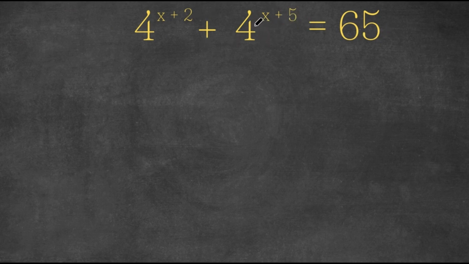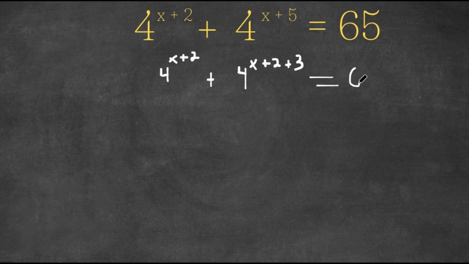So what I'm first going to do is I'm going to rewrite 4 to the power of x plus 5 as 4 to the power of x plus 2 plus 3. And we are still adding this with 4 to the power of x plus 2. And this is equal to 65.